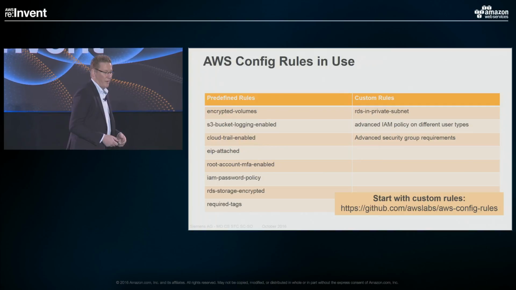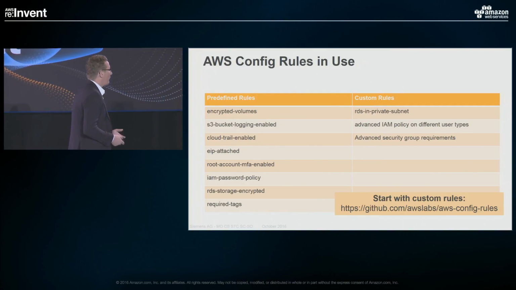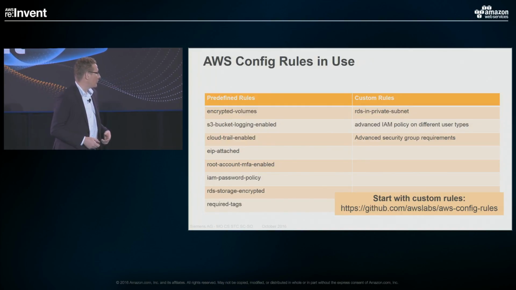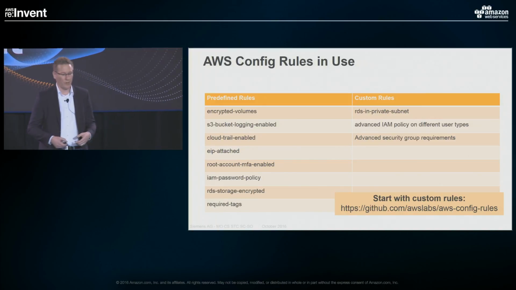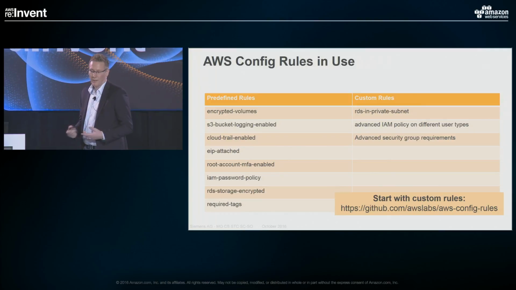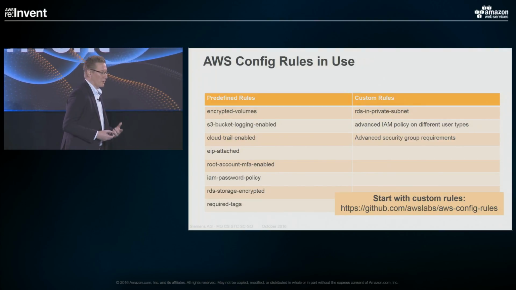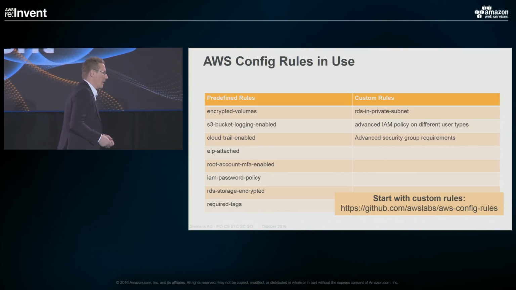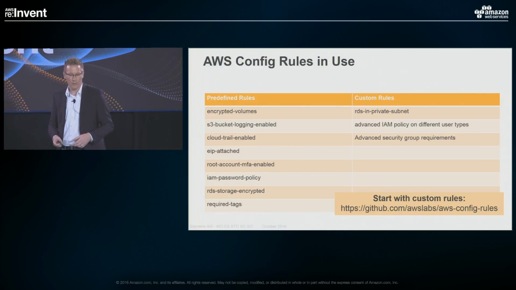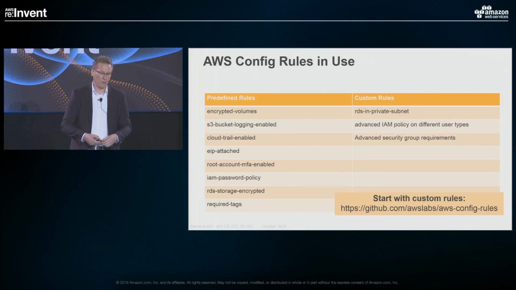Then the root account MFA has to be enabled. The IAM password policy has to be fulfilled for all the accounts. Then that also the RDS storage is encrypted. And for us, it's very important to have the required tags in place. So we have tags like cost center, owner, and organization unit, so that we can quickly identify to which project and to which owner, to which developer the project and the systems belong.